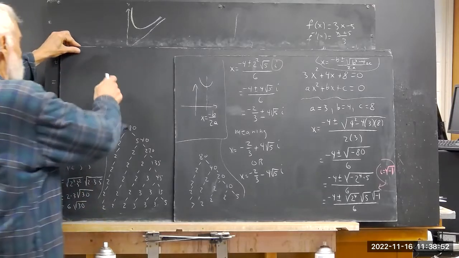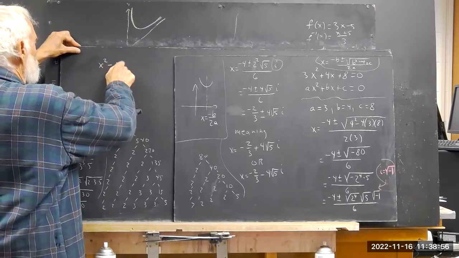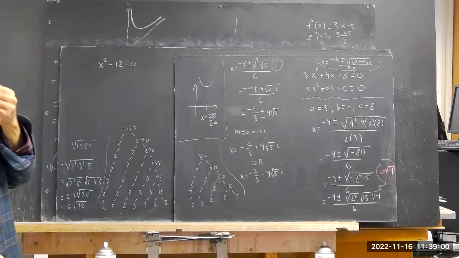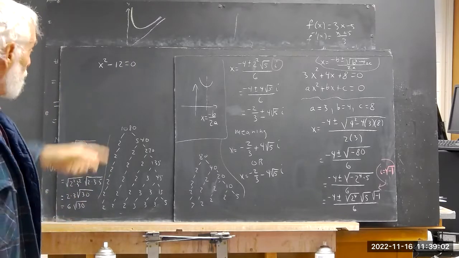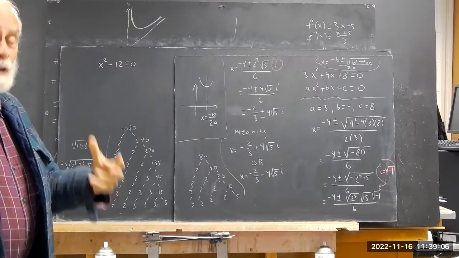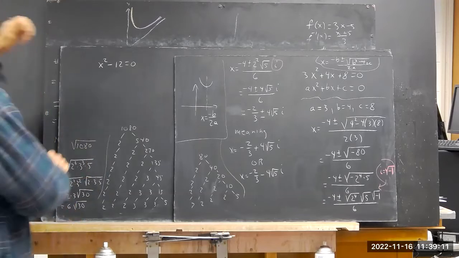so we have a question. Well, what if you have x squared minus 12 equals 0? Well, that's a quadratic function. Turns out that this is easy to solve. You don't even need the quadratic formula, but still, you want to see how it would be used.